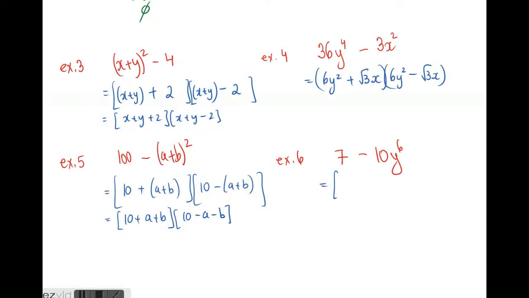And our last example where the coefficients could be not perfect squares, we set up two brackets, one with plus, one with minus. We do square root of 7, which is root 7 on both brackets. And then root 10 y power 3 and root 10 y power of 3. If you were to multiply them out, it would be 10 with y power 6.